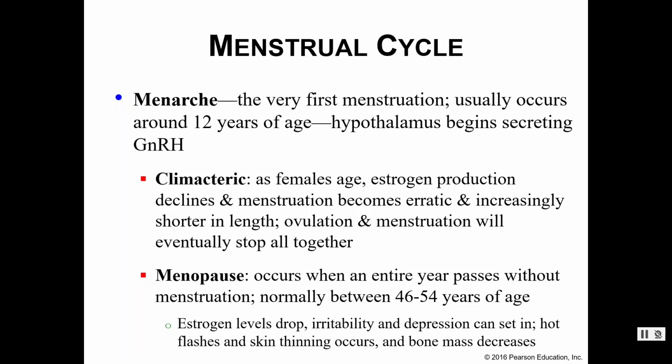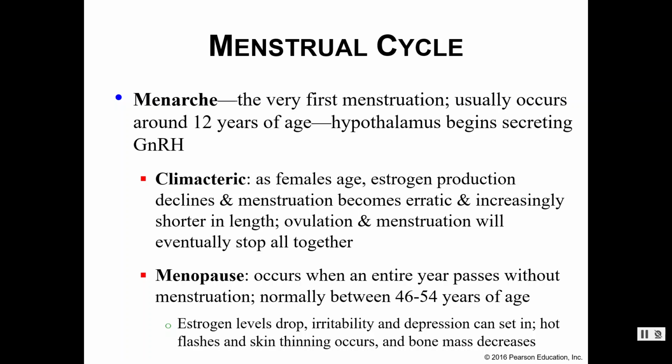As a female ages, menstruation becomes erratic. Okay, estrogen production declines. Menstruation also becomes shorter. Ovulation and menstruation will eventually just stop altogether, but this process of becoming more erratic, levels kind of declining, things like that, this is known as climacteric.